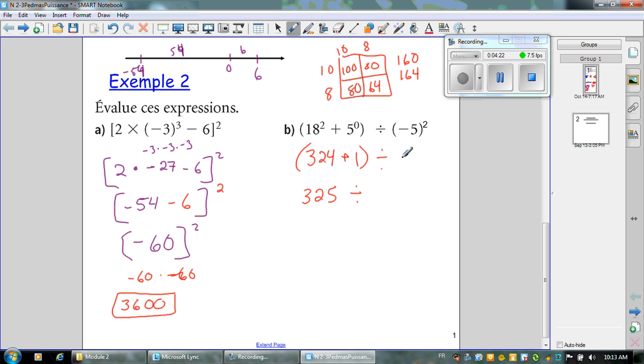Divided by negative 5 squared, which is negative 5 multiplied by negative 5. That's 25. All right. So I want to divide. I want to know how many times 25 goes in 325. Well, I need 4 quarters to make 100, so 4 25s to make 100. So I've got 300, so that's 12, and I've got an extra 25, so the answer would be 13.